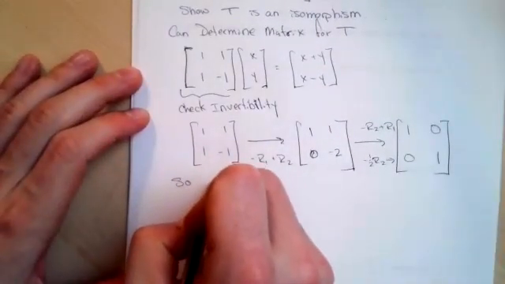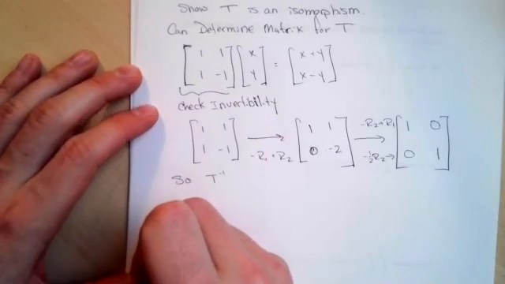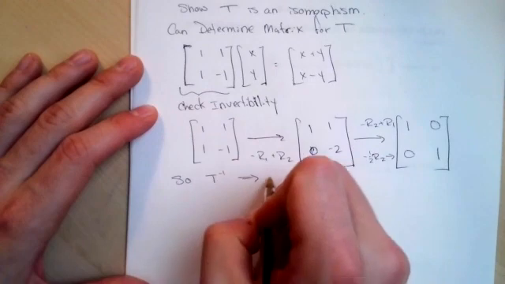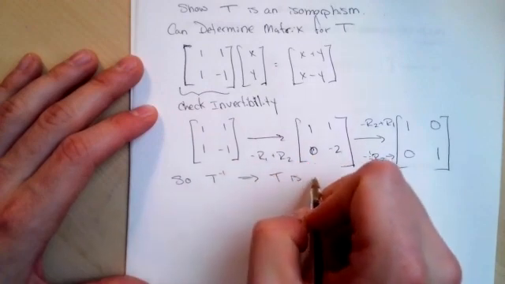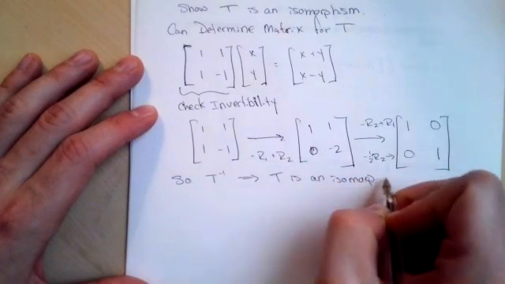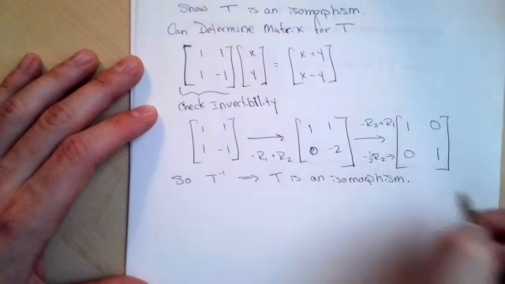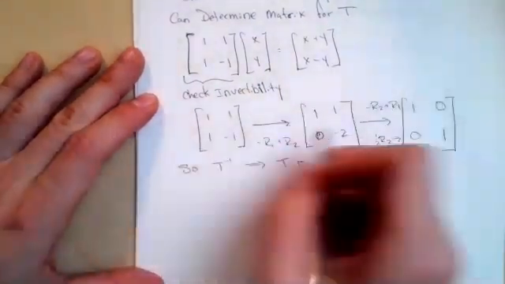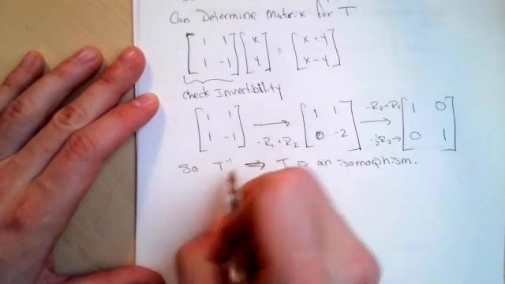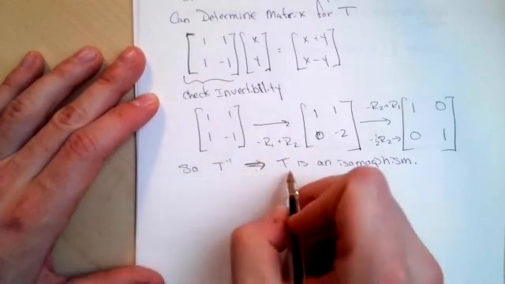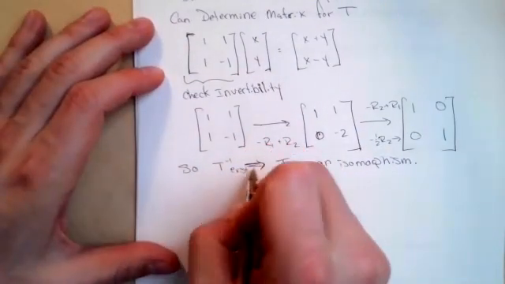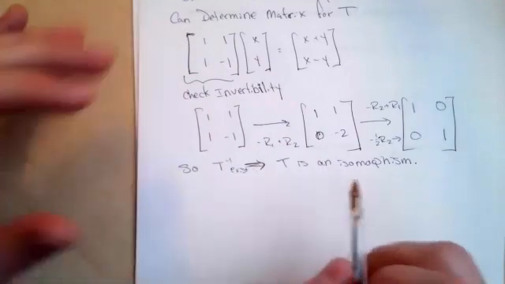So T inverse exists, which implies that T is an isomorphism. These little arrows mean imply. So in terms of mathematical arguments, T inverse exists, I guess we could write, which implies T is an isomorphism.